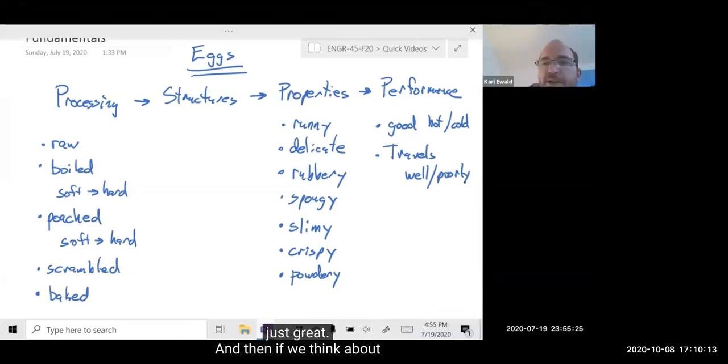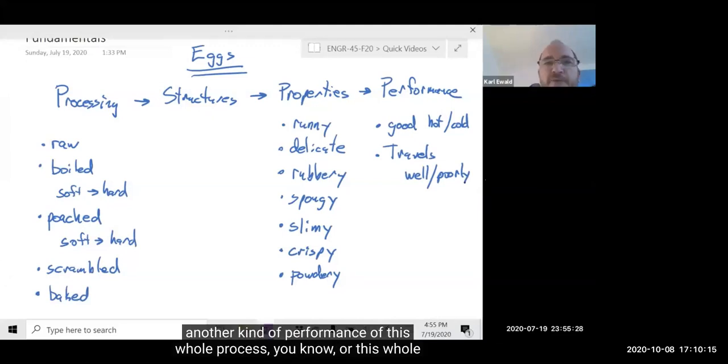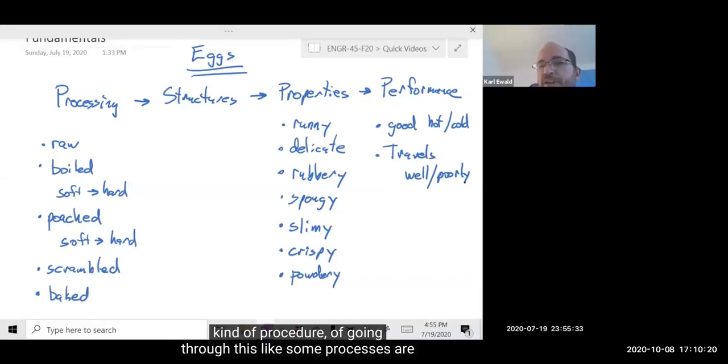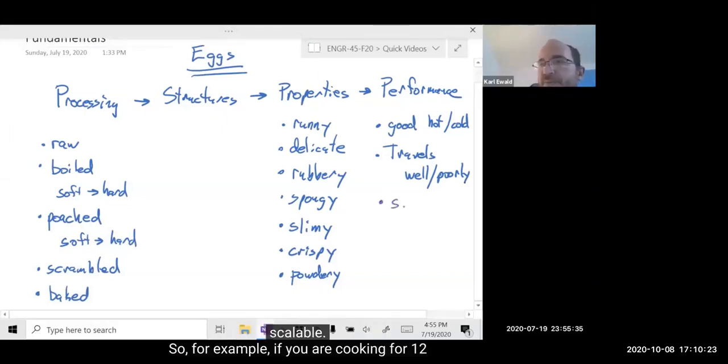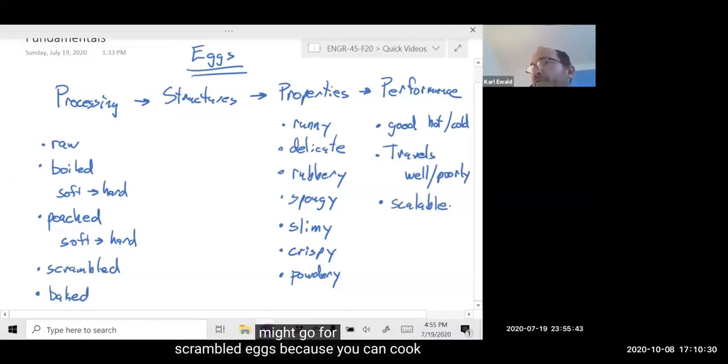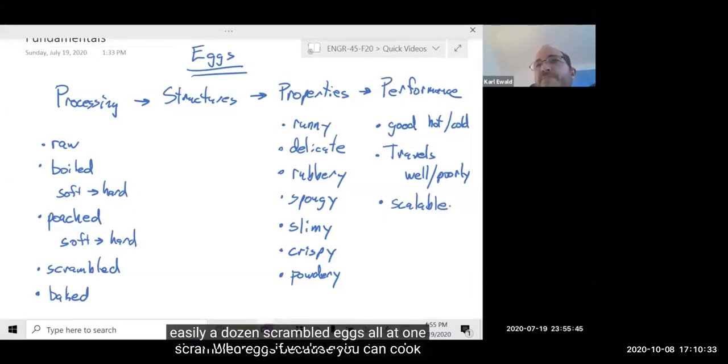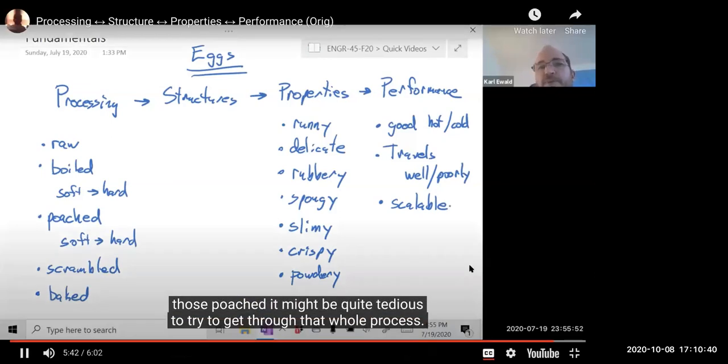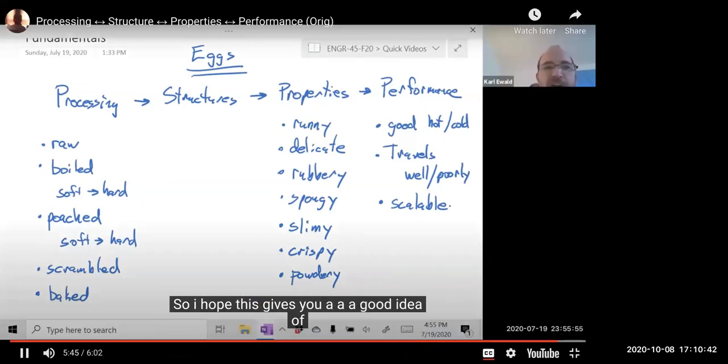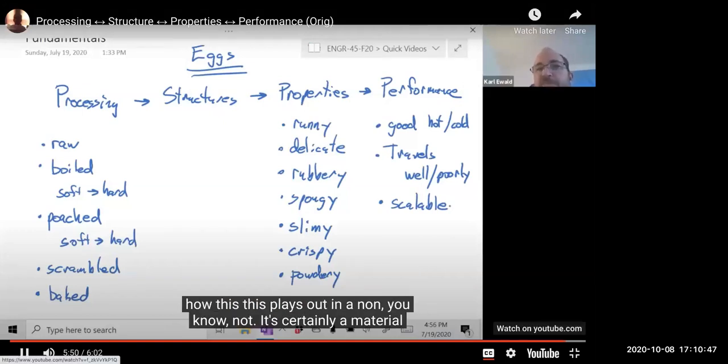And if we think about another kind of performance of this whole procedure, some processes are scalable. For example, if you are cooking for 12 people and you all want to eat together, you might go for scrambled eggs because you can easily cook a dozen at one time. Whereas if you're going to make those poached, it might be quite tedious to get through that whole process.